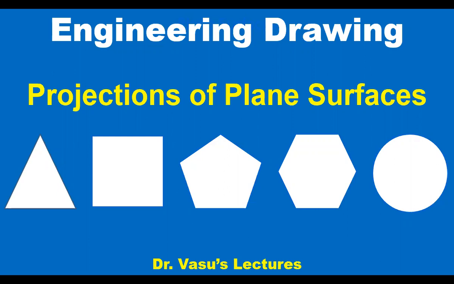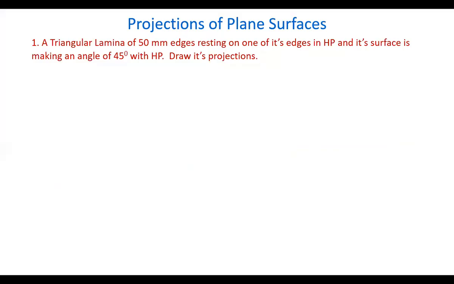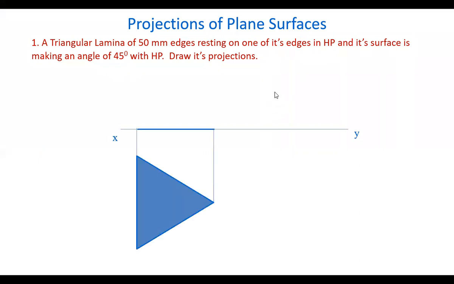Now, let's see the projections of planes. A triangular lamina of 50 mm edges resting on one of its edges in HP. Its surface is making an angle of 45 degrees with the HP. So earlier we have seen only the plane surfaces when they are like this, when it is in HP or parallel to HP, or in VP or parallel to VP. But now here it is making an angle with the horizontal plane.